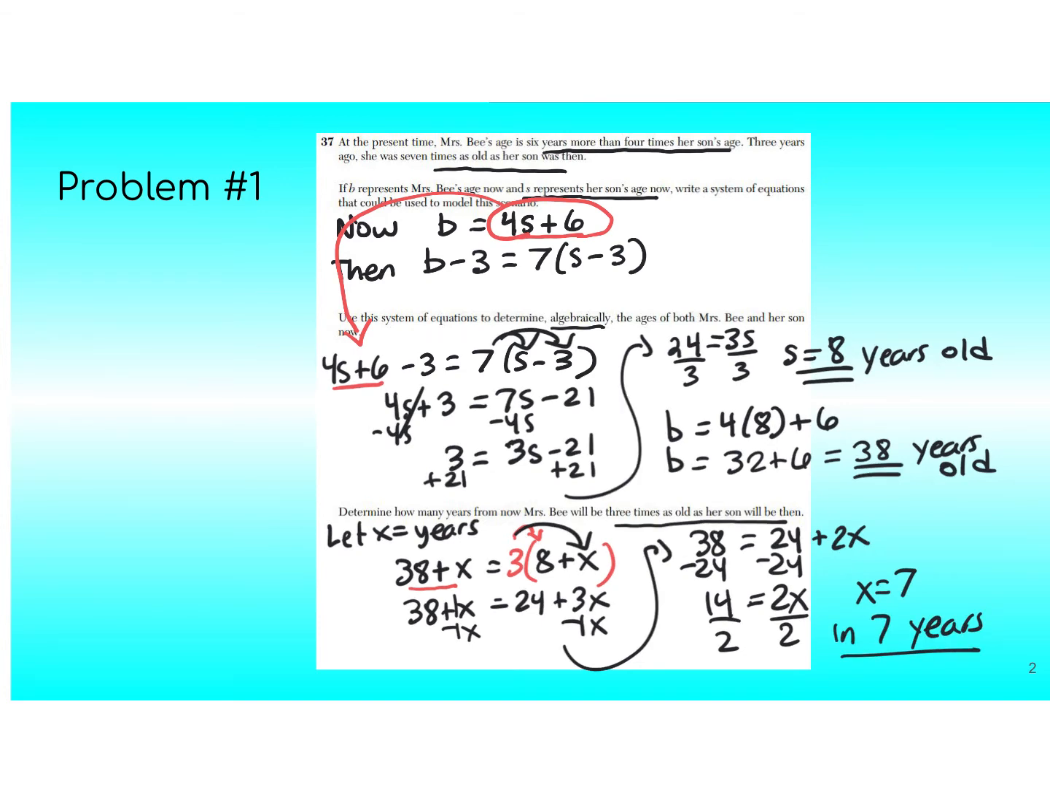So in 7 years, she will be 3 times as old as her son will be then. Let's look at the next one. That one's a tricky one.